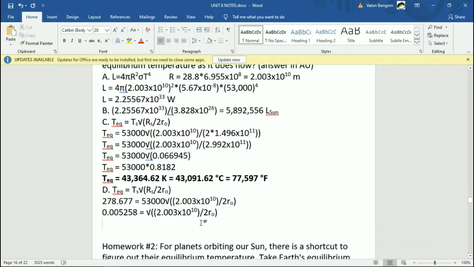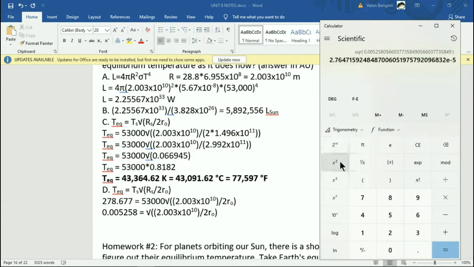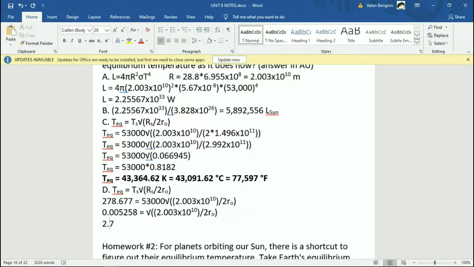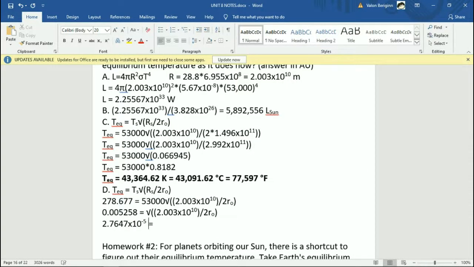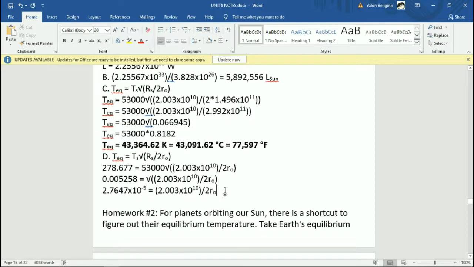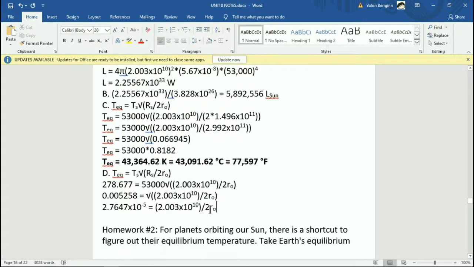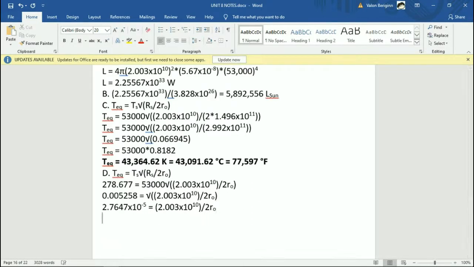Then to get rid of the square root, we have to square both sides. We square this, and we get that. So 2.7647, negative 5. We get this lovely thing. So what we can do then is multiply by 2R0, bring it up on this side and get rid of it down here. So we end up getting 2.7647 times 10 to the negative 5.